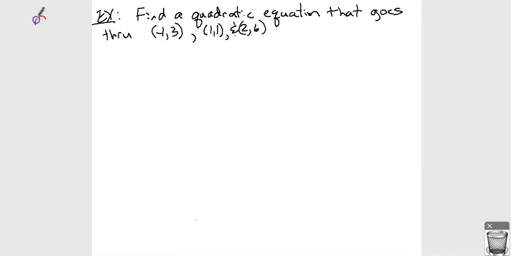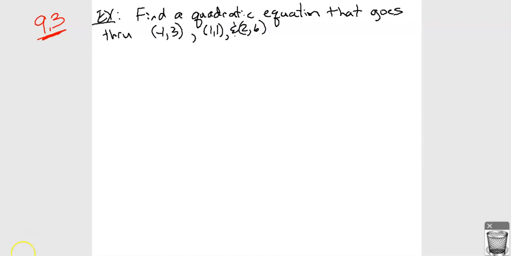This is 9.3, the second part of the lesson. So if you have not watched the first part, go back and watch it, solving a system of equations, but it's multivariable equations. So this is part B. So here's a problem. It says find a quadratic equation that goes through these 3 points.